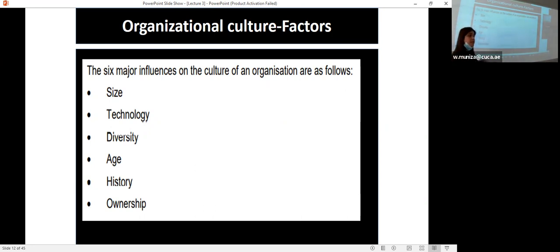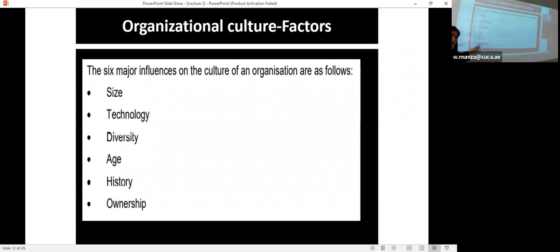History. History of the organization also makes the culture. Whatever practices are going on from the start will become the part of the organization. How the leaders of the organization tend to behave in the organization becomes the history of the organization. Whatever persons are coming new to the organization, they are following the same practices.